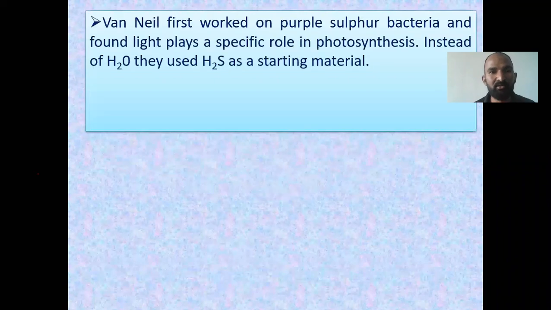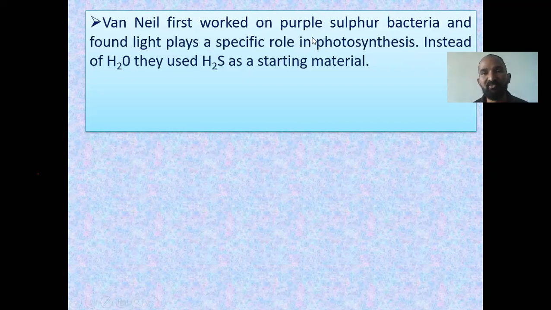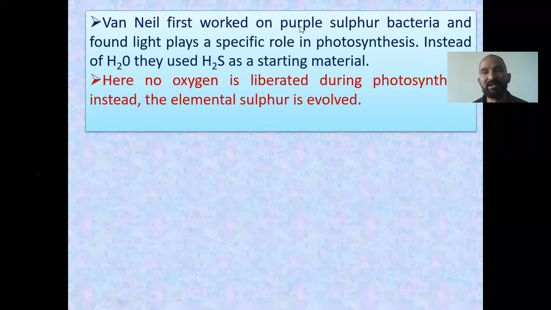Okay, now coming to that one. Actually, Van Niel first worked on purple sulfur bacteria. Some bacteria are autotrophic in nature and some are heterotrophic in nature. Here the purple sulfur bacteria are photosynthetic bacteria. In the presence of light, these bacteria also perform photosynthesis and prepare food material.